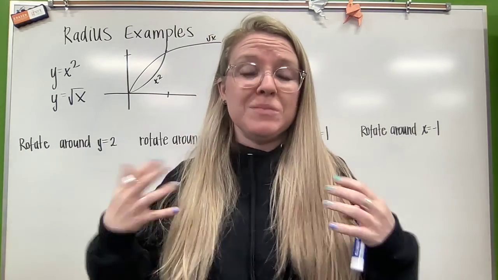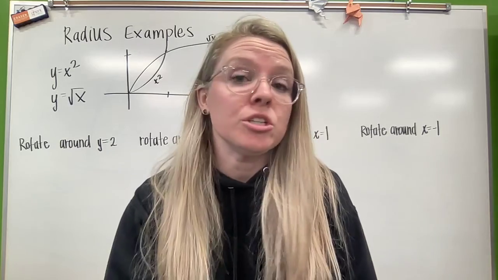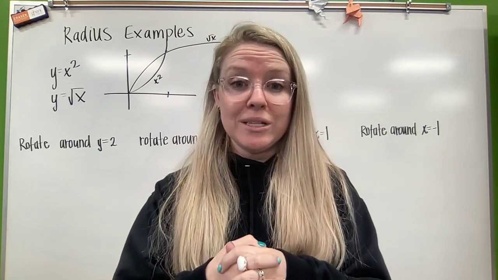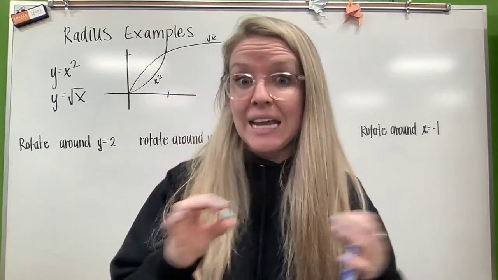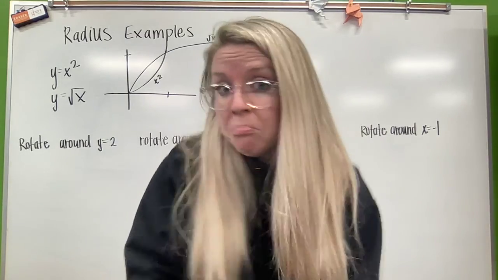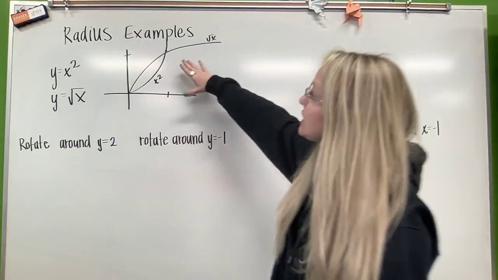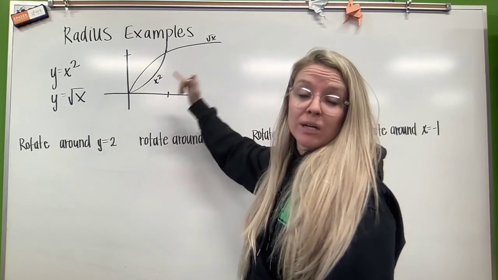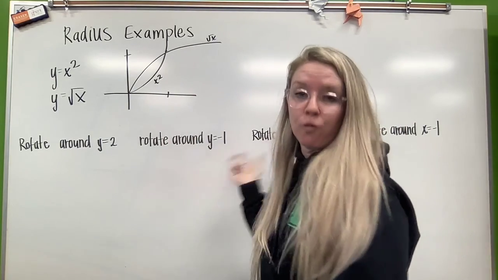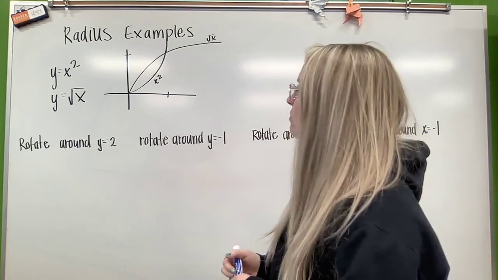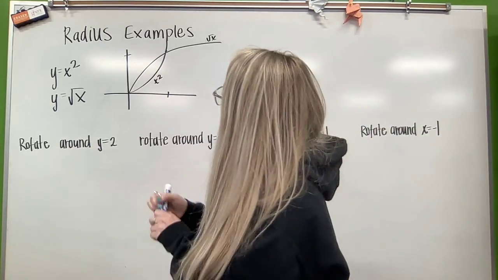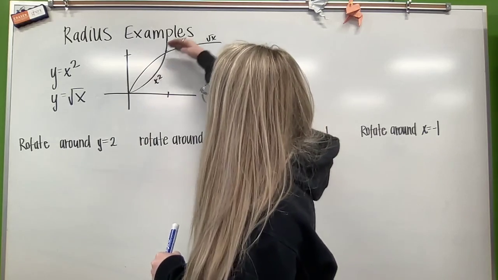So I'm just going to set these up. I assume that you know how to anti-derive at this point and you can simplify them. So we're just looking at the setup today to determine what our radii are going to be, okay? So I've got our example set up here, and we're going to rotate it around 4 different lines and see how that changes the radius of our circles. So the first one we're going to rotate around is the line y equals 2.